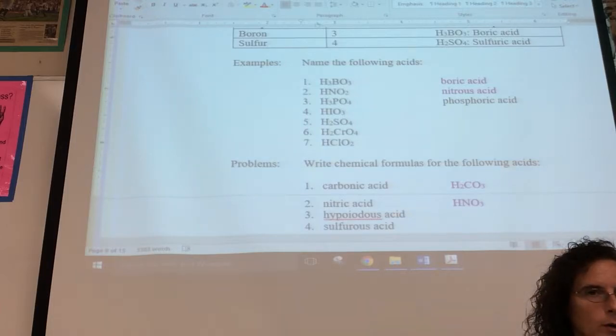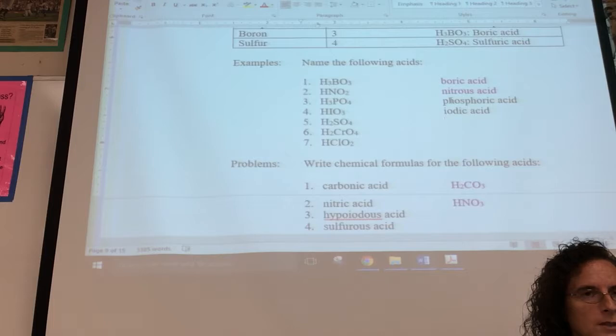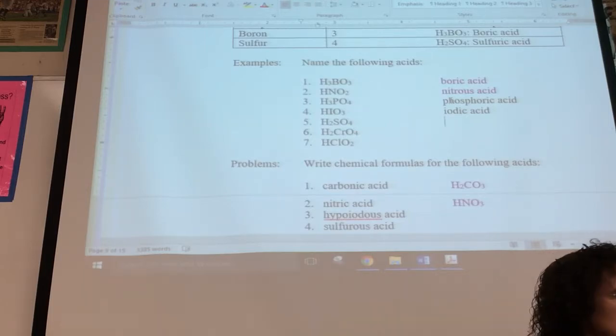How about this one? Focus on the polyatomic anion. IO3 1 minus is iodate. So the name of the acid is iodic acid. This is also a strong acid and ionizes completely. This is the only strong diprotic acid. Focus on SO4 2 minus, which is sulfate. Raise your hand and tell me the name of this acid. Go ahead, Alexa. You got it. Good job. Sulfuric acid.